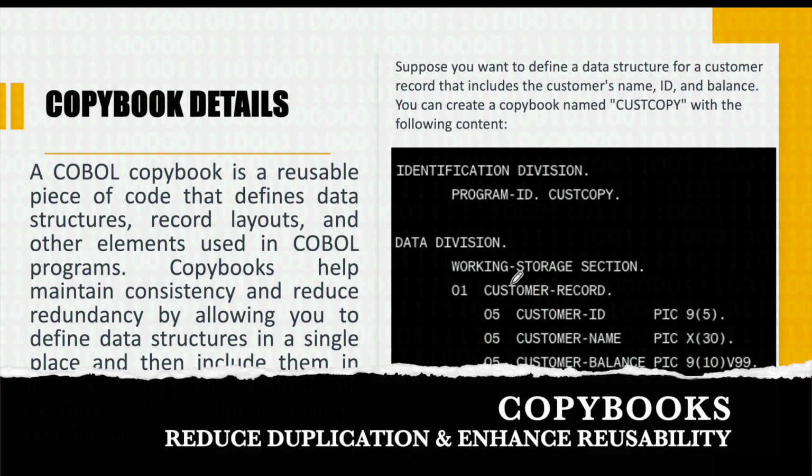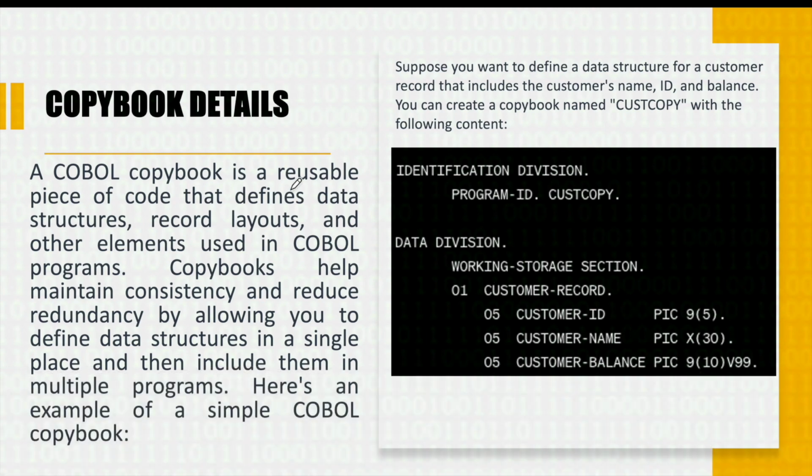Now copybook. This is the core of the whole video. So what is a copybook? You can correlate it to structures in C. A copybook is a reusable piece of code that defines data structures, record layouts, and other elements used in COBOL programs. Copybooks help maintain consistency and reduce redundancy by allowing you to define data structures at a single place. So in a copybook, you define the structure and then utilize it across your multiple programs.